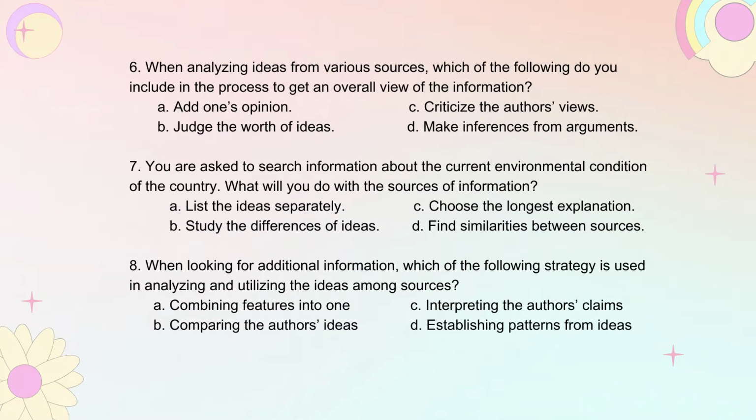6. When analyzing ideas from various sources, which of the following do you include in the process to get an overall view of the information? A. Add one's opinion. B. Judge the worth of ideas. C. Criticize the author's views. D. Make inferences from arguments.